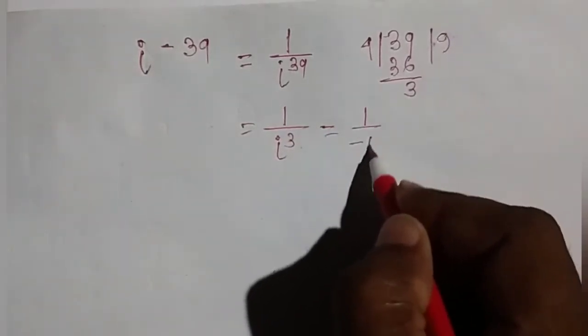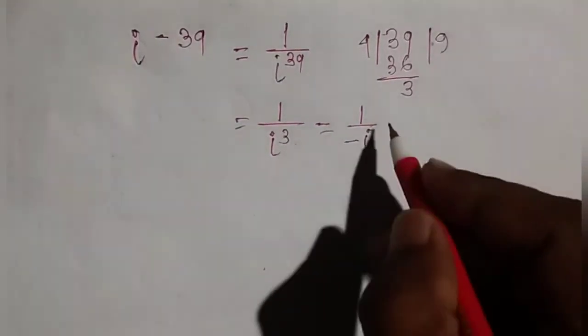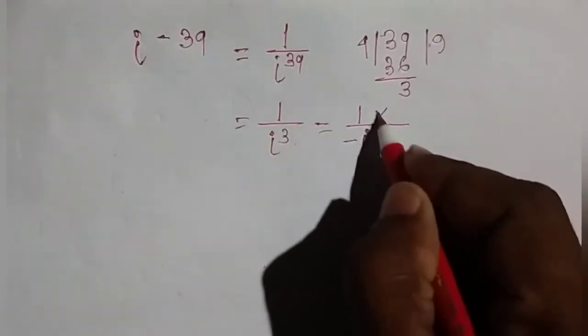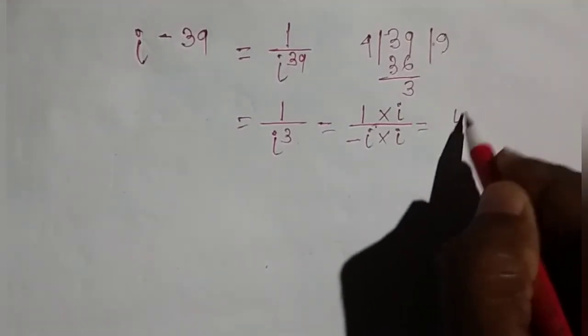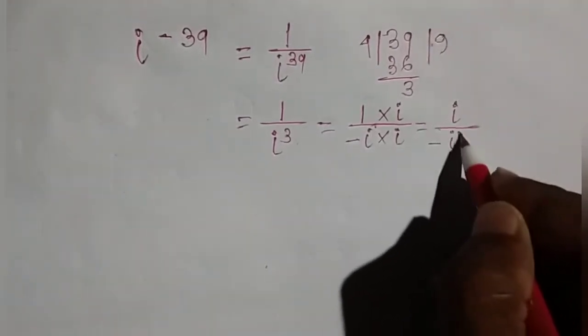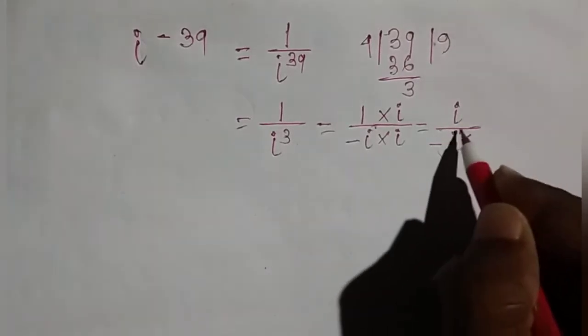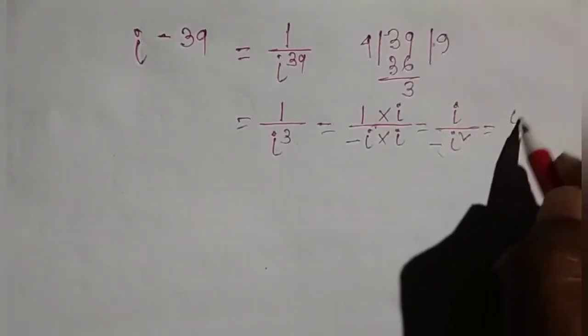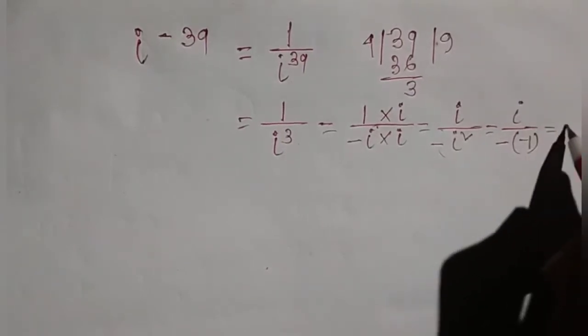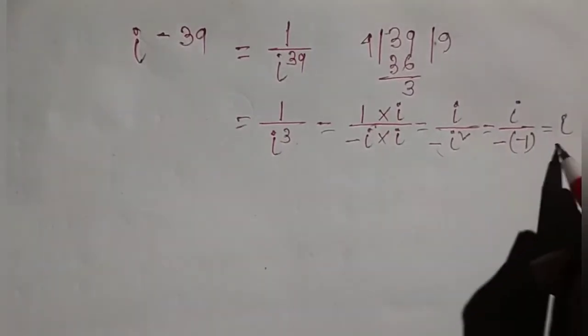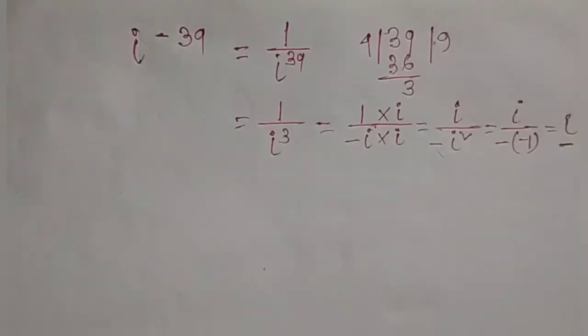So 1 by minus i. Now multiply numerator and denominator by i, then we will get here i and here minus i square, and again i square means minus 1, so i by minus into minus 1, that means only i. So our answer is only i. Now you can solve all the problems of power i.